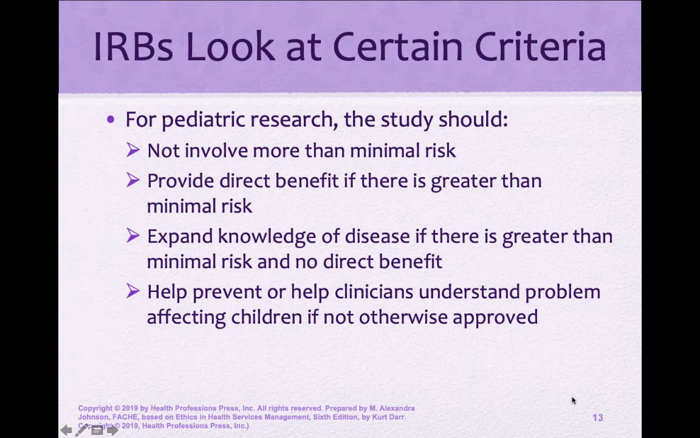Just for an example, for pediatric research, there are very specific criteria. You should never put a patient at more than minimal risk. If there is more than minimal risk, there has to be a direct benefit. So, for example, if you have a new drug that you're testing on children, there's probably going to be more than minimal risk, because you never know how someone's going to react to a medication, especially if it's in trial, which means it hasn't been approved yet. But there has to be a direct benefit. So perhaps these patients have no other option, and that's why they're using this drug.